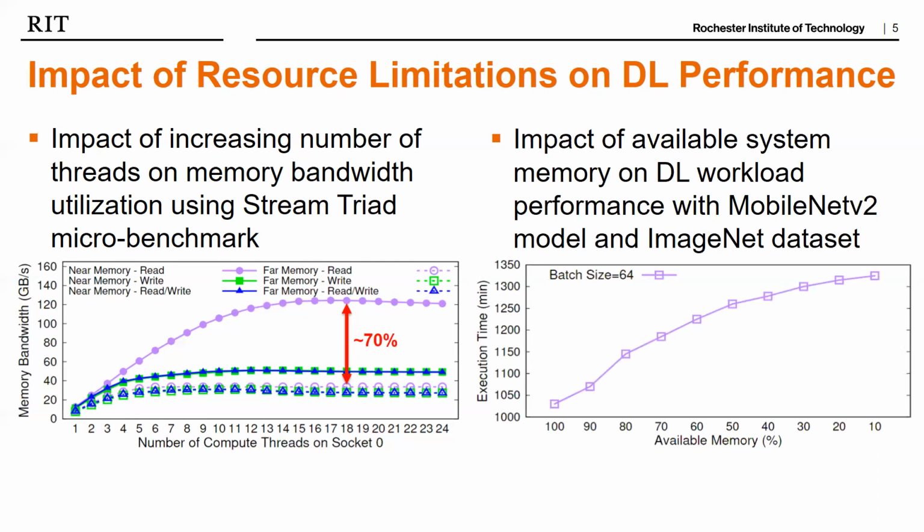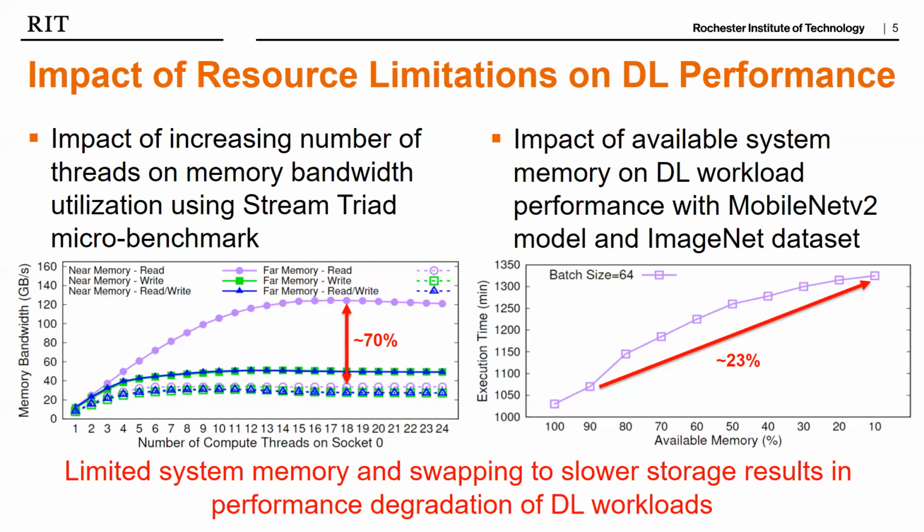Similarly, to capture the impact of limited system memory on deep learning performance with the MobileNet model and ImageNet dataset, we observed that over time, the memory footprint of the DL workload increases. And as we reduce the available memory from, let's say, 90% to 10%, the training time increases by up to 23% due to excessive swapping of data. So deep learning workloads suffer from performance degradation due to limited memory availability and data swapping to lower storage tiers.